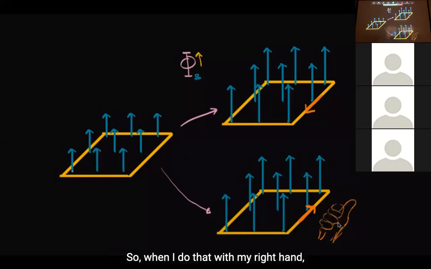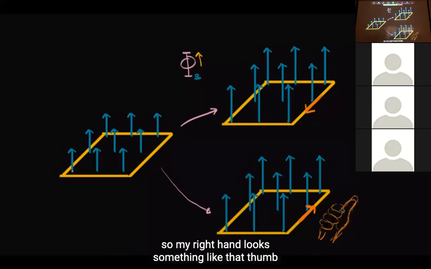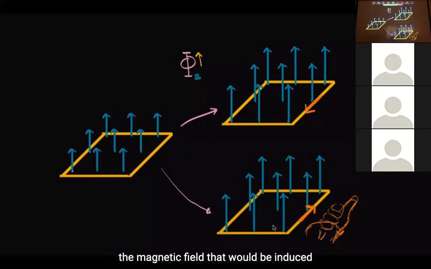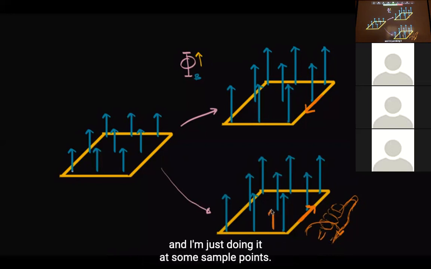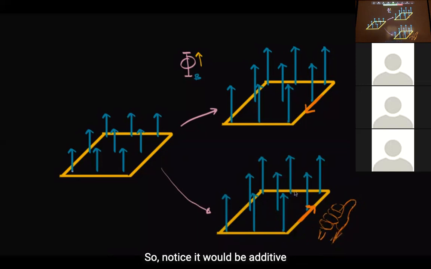So when I do that with my right hand, thumb in the direction of the current right over here, we see that it shows a magnetic field being induced that would wrap around like that. If we were to sample it at some points on the surface, the magnetic field that would be induced would look something like this. So notice, it would be additive to the existing magnetic field.